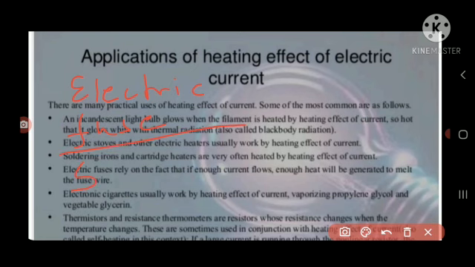It is a safety device used to protect our domestic appliances from being damaged.